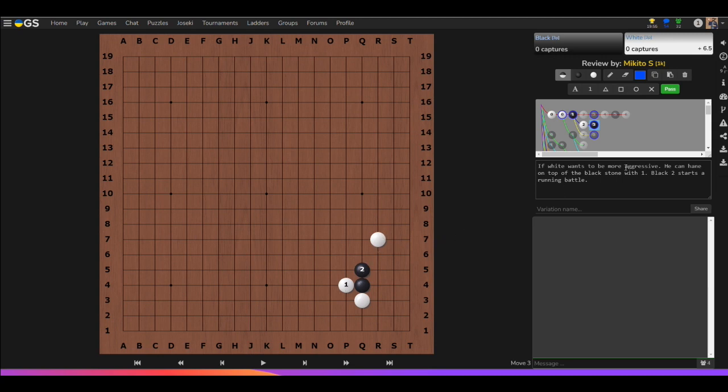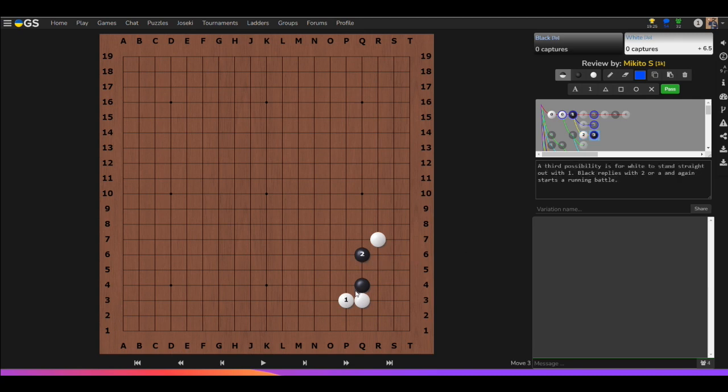So if white wants to be more aggressive, he can hane on the top of black stones with 1. Black 2 starts a running battle. So this is going to be both sides moving out into the center. So this is another way white could fight. And I think this way I always have some trouble with. If you're playing against me and you play this outside hane, I'm going to have some trouble. So we'll see how that goes. We'll have some examples of that.